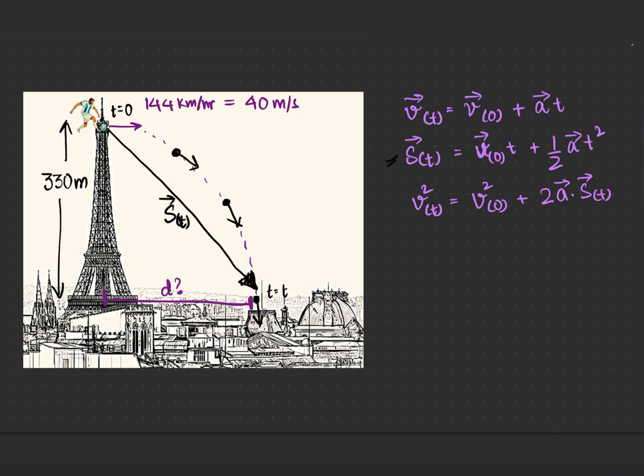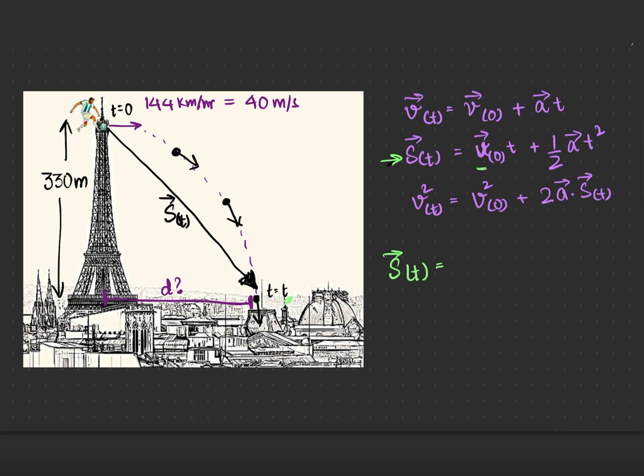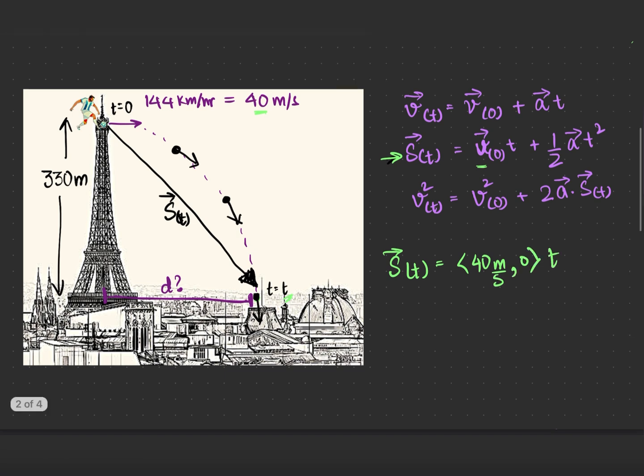So what we can say for the second equation at time t equals t, where we assume that the ball is eventually going to hit the ground, is that s of t equals the initial velocity, which we know is going to be 40, 0 meters per second, times the time, plus half the gravitational vector, which is going to be 0, negative 9.81 meters per second squared, times t squared.